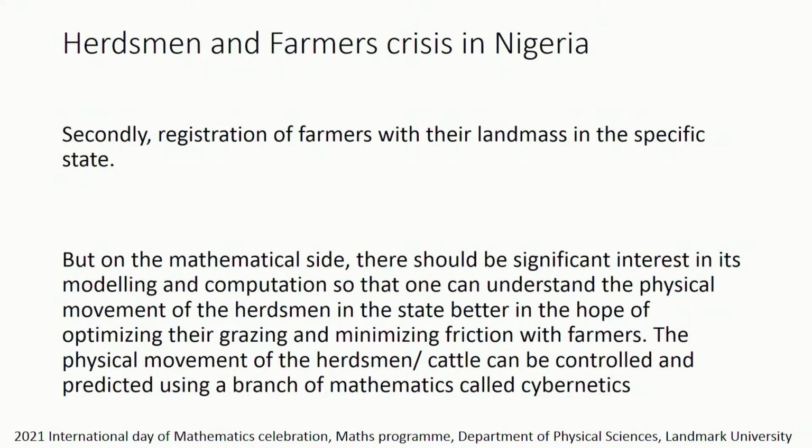And then we can now start using our mathematical model. On the mathematical side, there will be sufficient interest in its modeling and computation, so that one can understand the physical movement of the herdsmen in the state better, in the hope of optimizing their grazing and minimizing friction with farmers. That's all I've said today. Optimizing, minimizing, differentiating. It's just the same area. However, we need more of cybernetics, which has to do with a little bit of management, to be able to come around this issue.